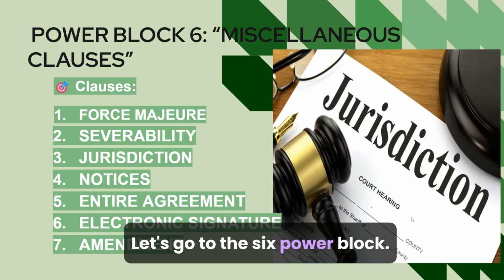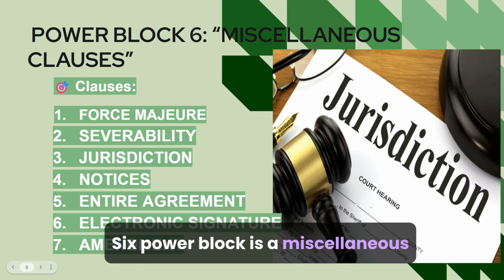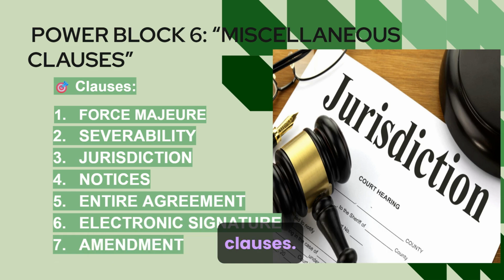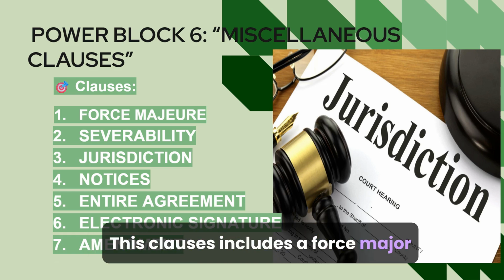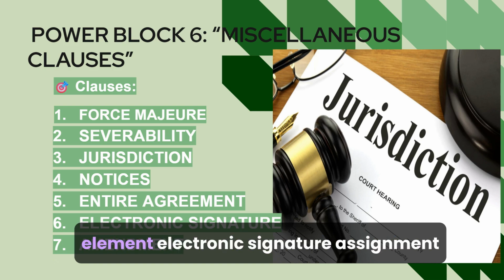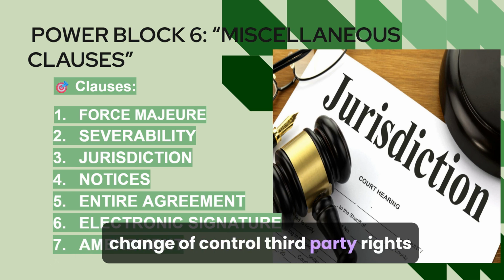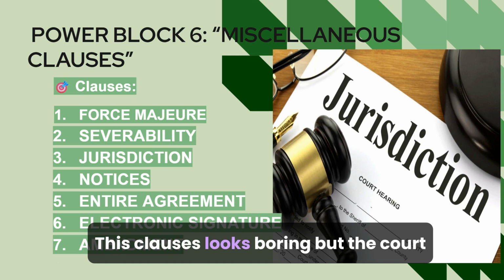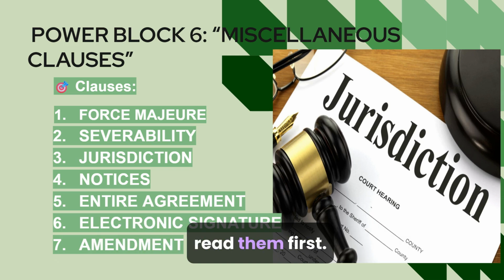Let's go to the sixth power block. The sixth power block is miscellaneous clauses. These clauses are boring but dangerous. They include force majeure, severability, jurisdiction, notices, entire agreement, electronic signature, assignment, change of control, third party rights, counterpart, and schedule and annexure. These clauses look boring, but the court reads them first.